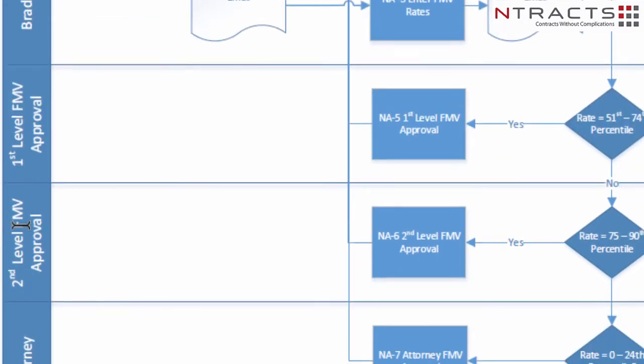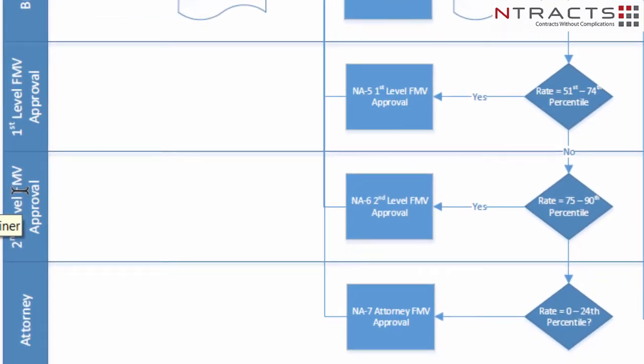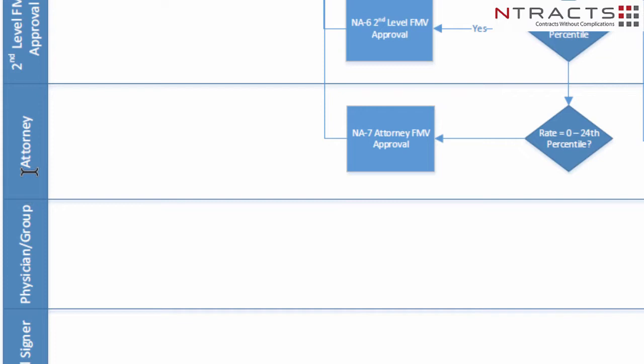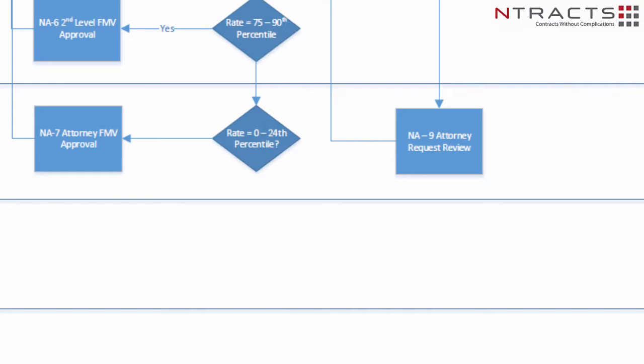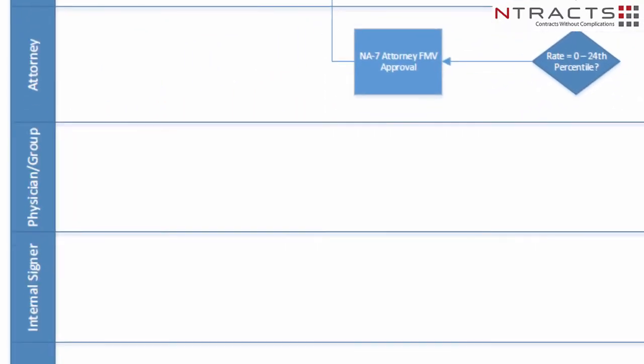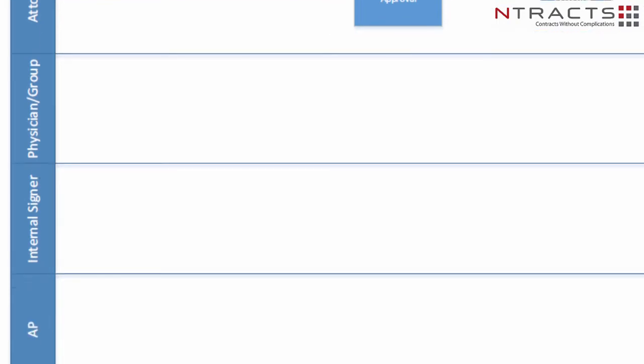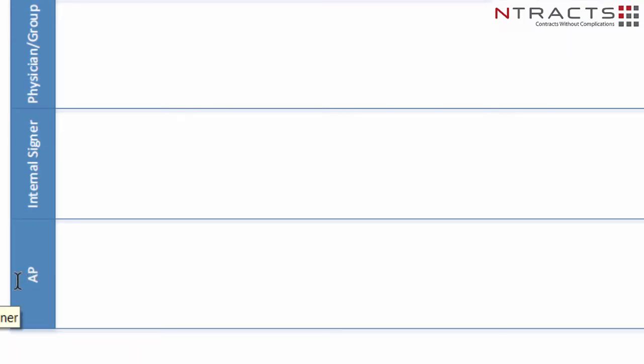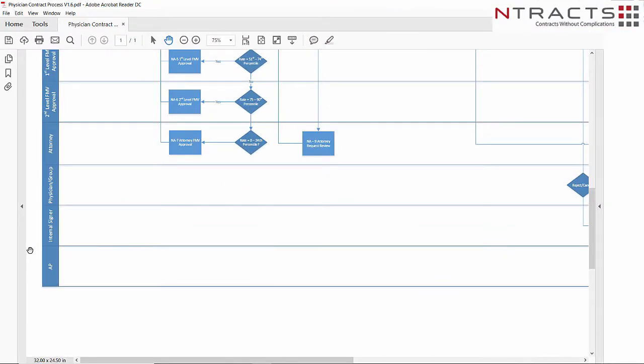Then we have a couple levels of approvals based on what rate the percentile falls into for their rate. And so what we can do inside Ntrax is help route that to the correct person based on what rate it falls into. And then we have the attorney, who is again reviewing, redlining any documentation necessary, and they also perform a function of looking at any compensation that's below where they expected it to be. Finally, we have our physician slash physician group, that is the party to the contract. We have our internal signer slash signature authority, and then also we have accounts payable, who just receives the notification at the end when everything's completed.